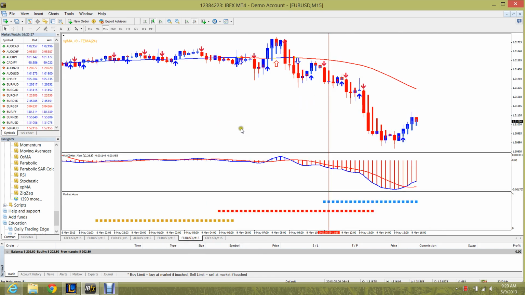The system before looked pretty much like this. I had a standard MACD histogram with a market hours indicator as well, and a trend indicator, and then a Heikin-Ashi indicator as well.